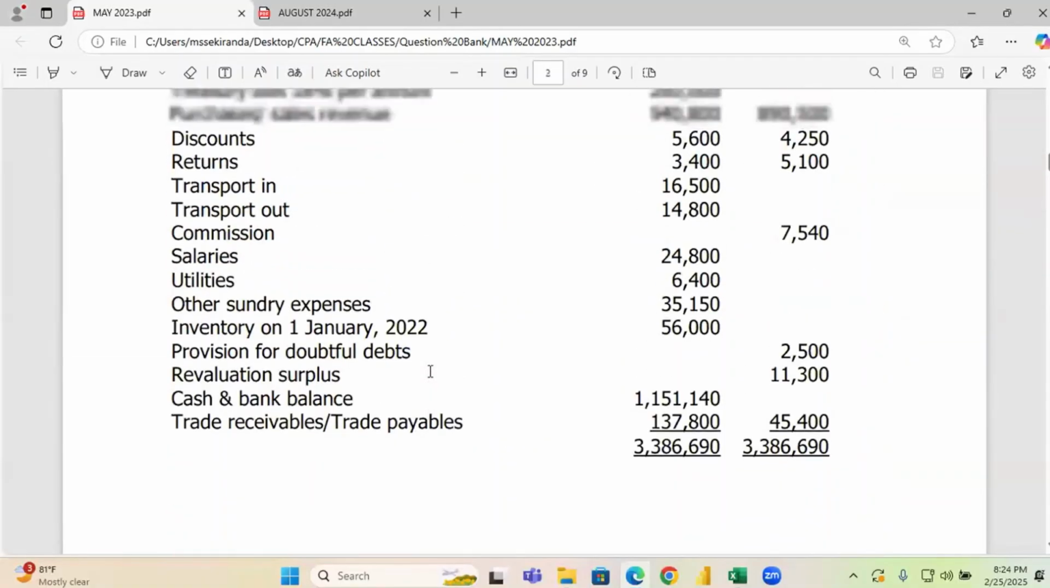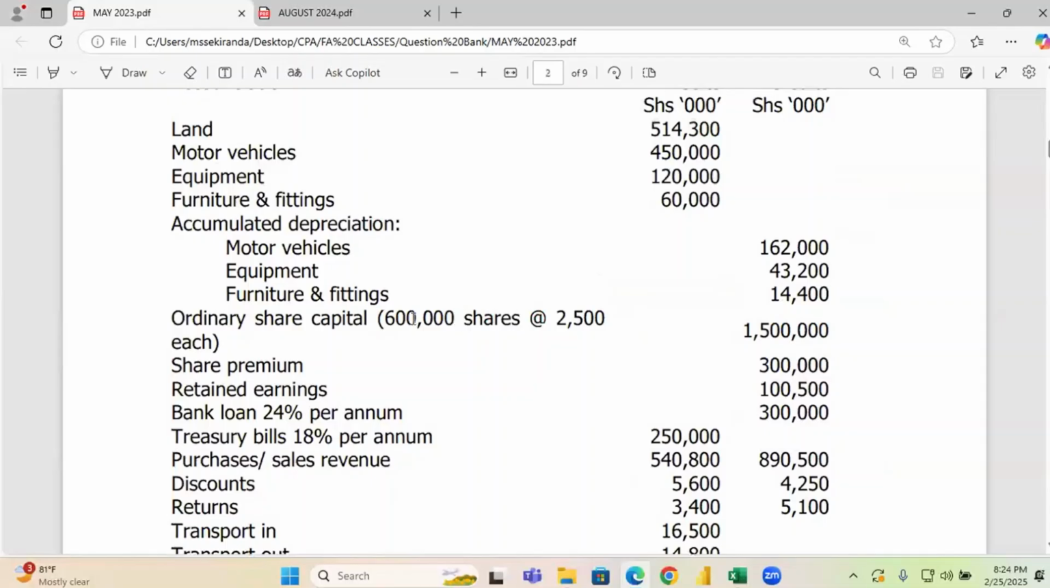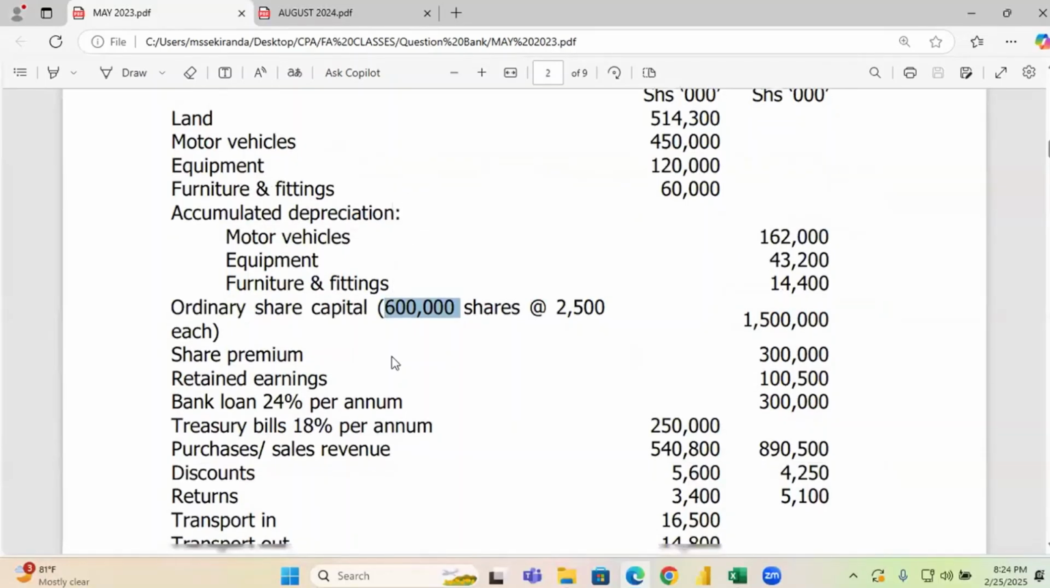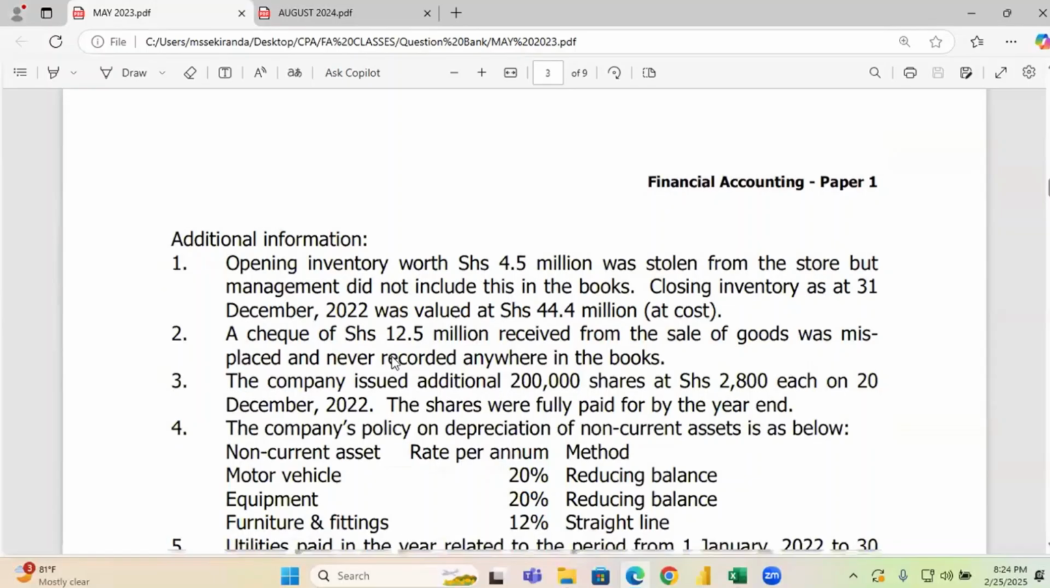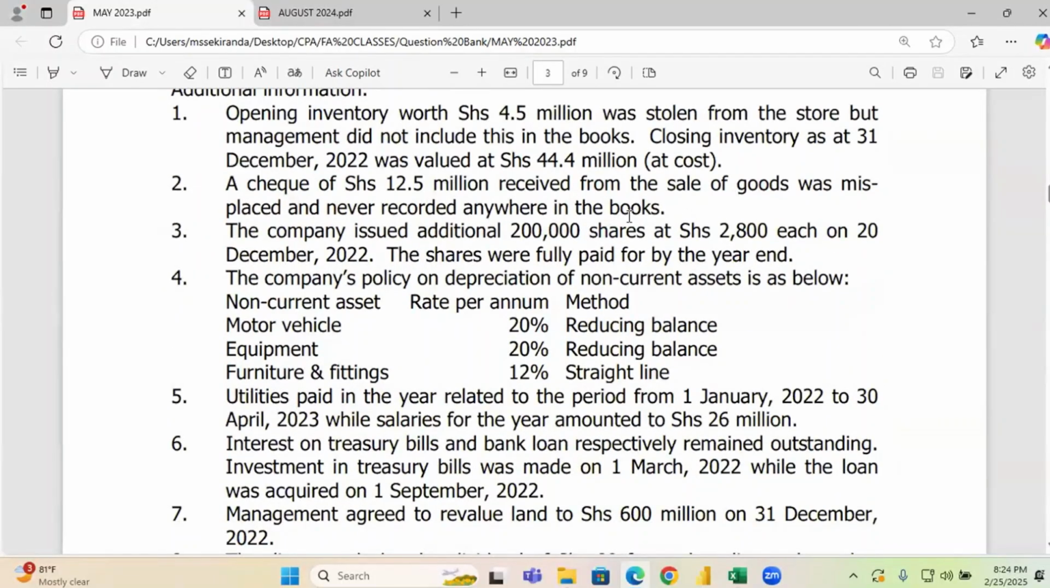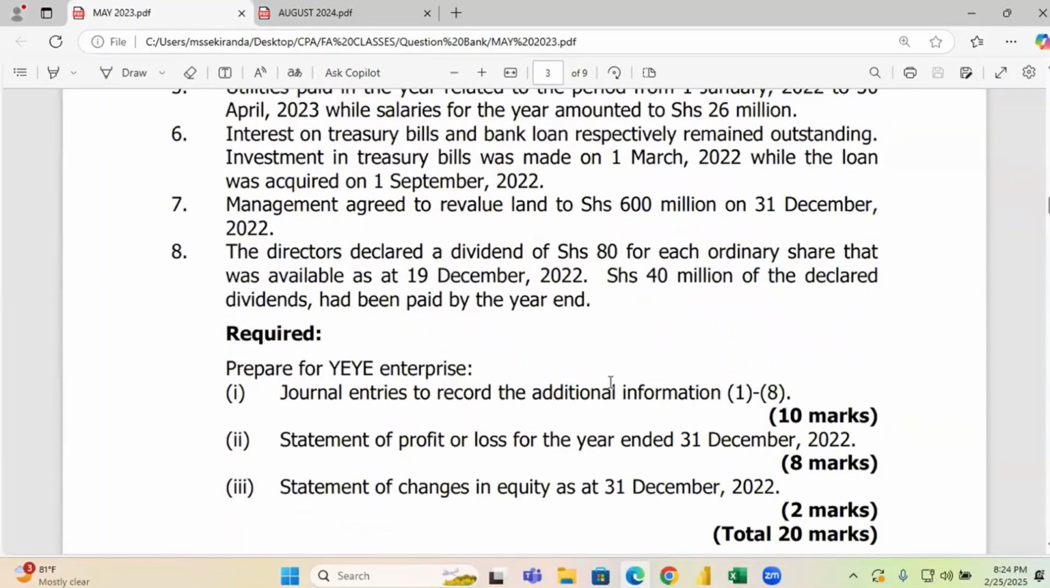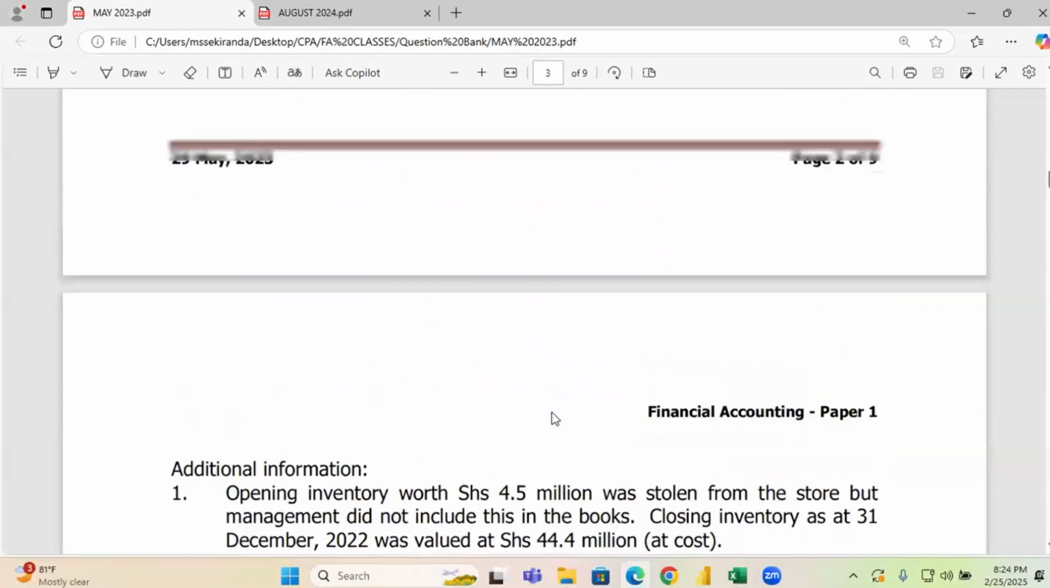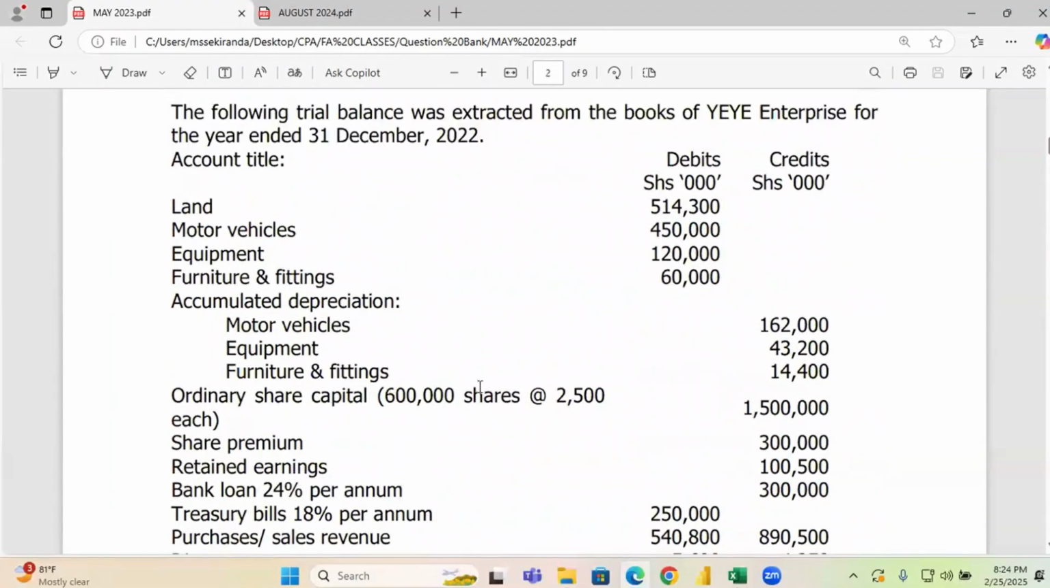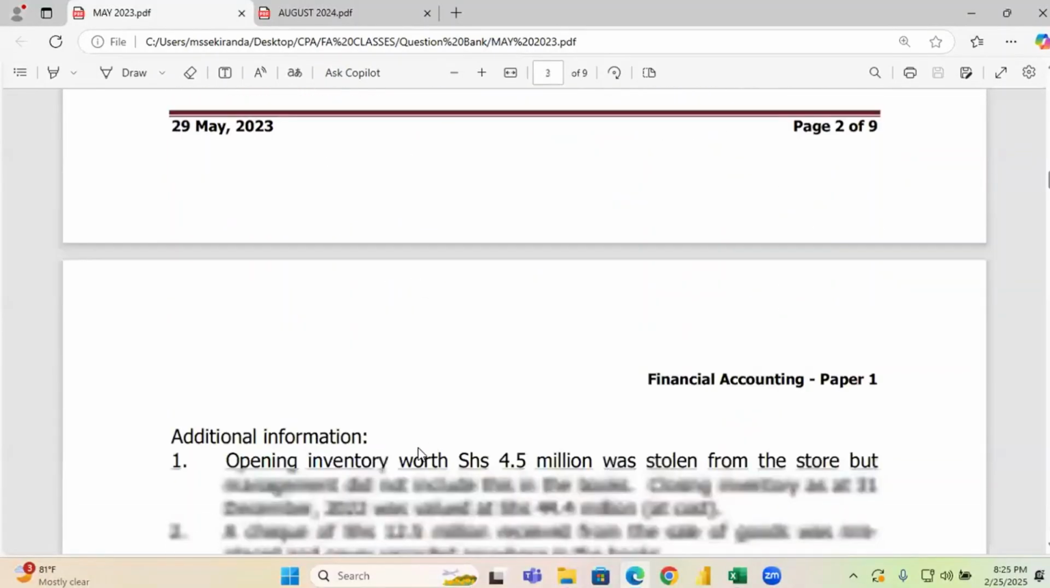It is only these shares in the trial balance, the 600,000, that will receive a dividend. The additional shares will not receive because they were issued on 20th, and they are telling us those that were only available by 19th. So those are the ones in the trial balance. 600,000 shares are the only shares that have to receive a dividend.